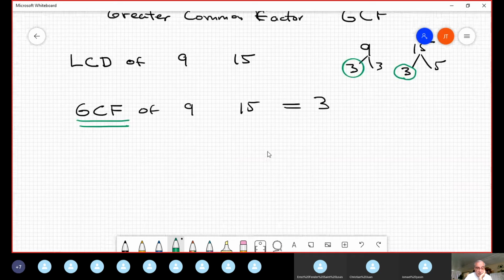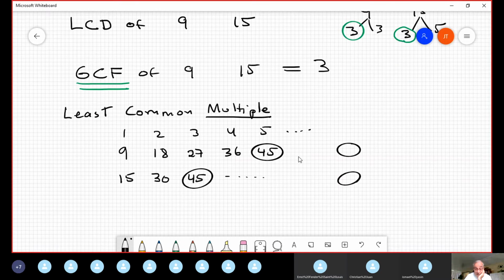Now, likewise, we do the same with 15. 2 times 15, 30. 3 times 15, 45. Wow, stop. I discovered that 45 is the least common multiple. Because if we continue, we discover other common multiples, but the smallest is 45. Do you understand the idea of the least common multiple? It is exactly the same as the least common denominator.